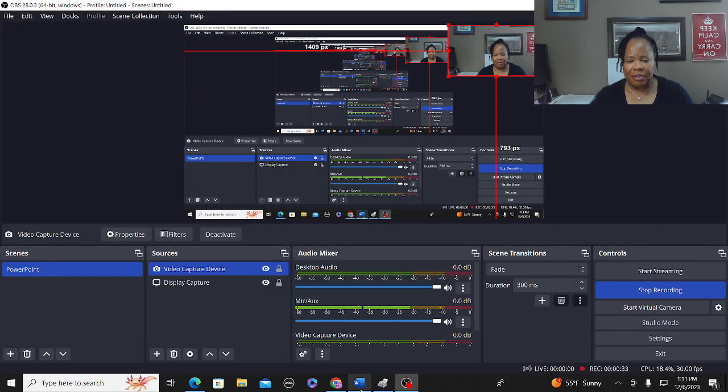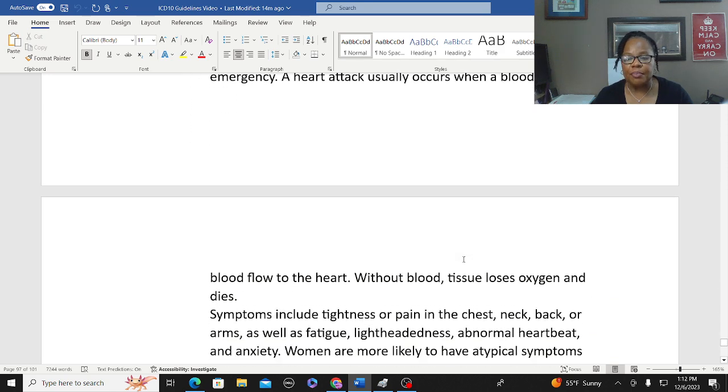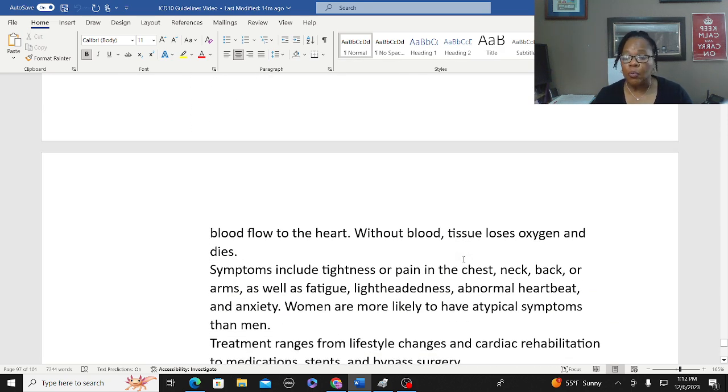Now, let me share my screen. Again, we're down to chapter 9E on myocardial infarction. So I looked up what exactly is a myocardial infarction. It says a heart attack is a medical emergency. A heart attack usually occurs when a blood clot blocks blood flow to the heart. Without blood, tissue loses oxygen and dies.